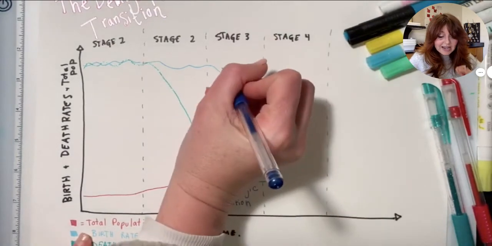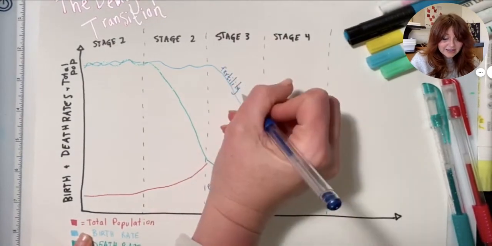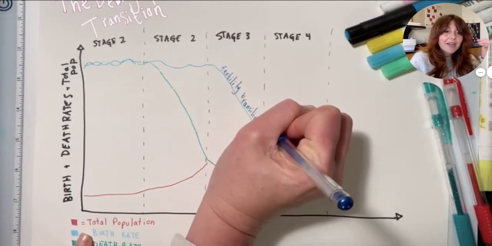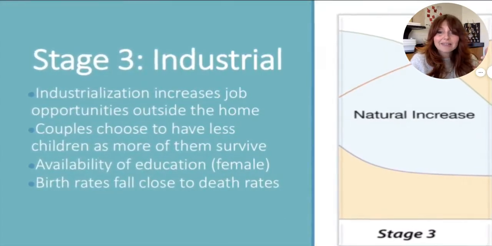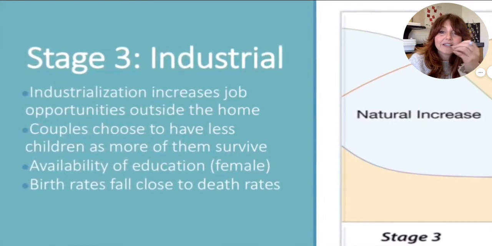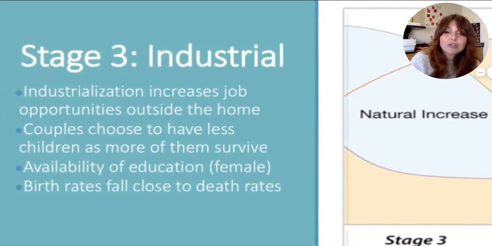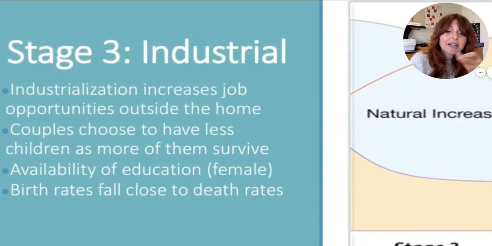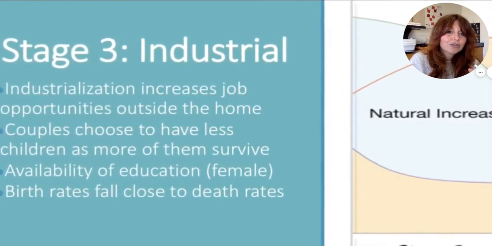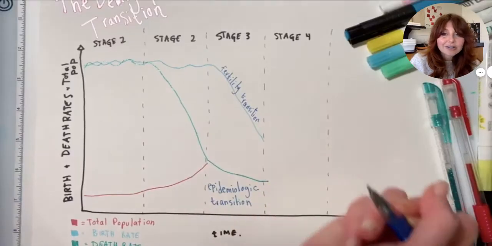Okay, now there's not an economic need for families to have kids to farm land. They also are realizing that they're not going to lose all of their children, so they don't need to have as many. So this is stage 3. Industrialization creates job opportunities. Couples have fewer children. Females start to become educated, and birth rates fall closer to death rates.